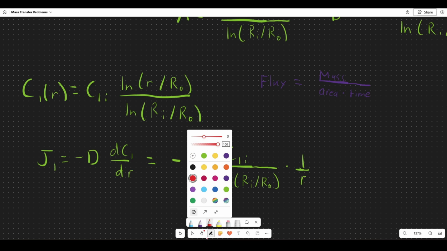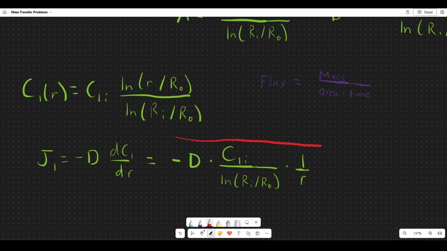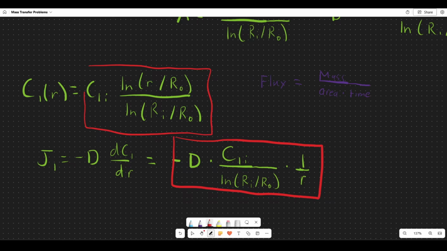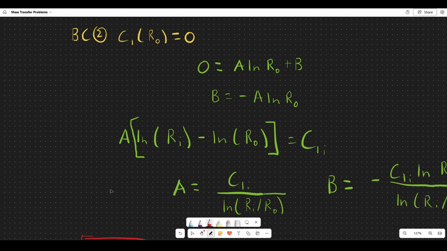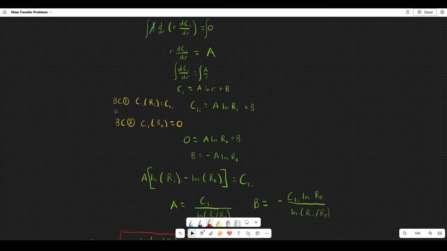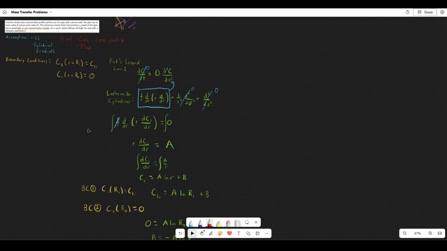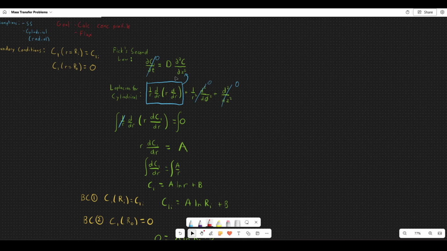We've solved for the concentration profile, and we've solved for the flux. Concentration profile and flux. And so that's how you would do something if it was steady state, for maybe, in this case, it was cylindrical, but if you were to do spherical as well, the only thing different that we do here is that we include a different derivative because you have to include the Laplacian. But everything else is still the same.